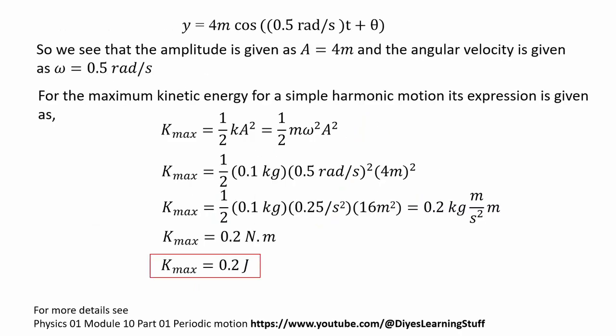So, from the equation we see that the amplitude is given by 4 meters and the angular velocity is 0.5 radians per second. For maximum kinetic energy for a simple harmonic motion, the equation is given here. For the details of the derivation of the formulation, you can refer to the link provided. So, if we substitute the given values to the equation, we obtain the maximum kinetic energy to be 0.2 joules.